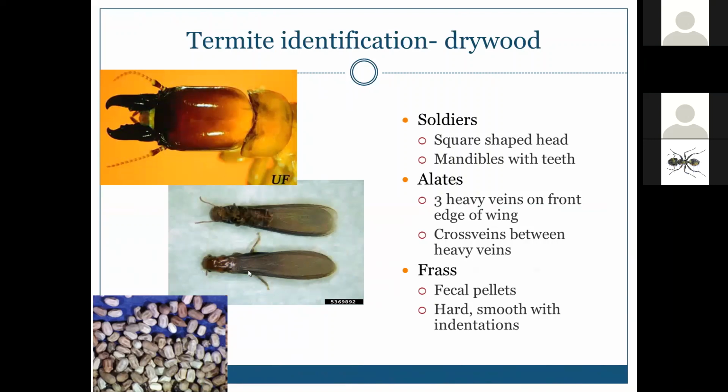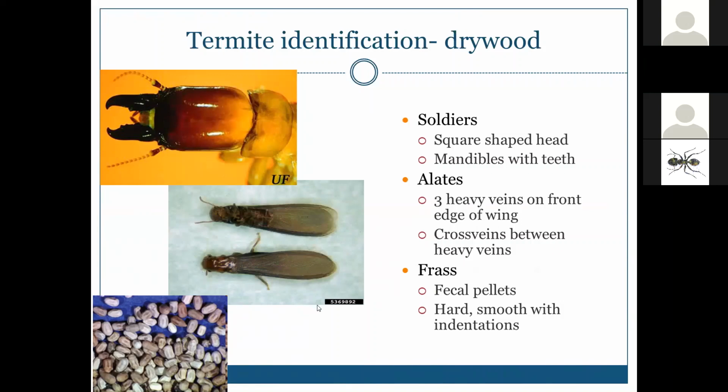The alates on these termites are going to have 3 heavy veins instead of 2 on the front edge of their wing. And then the other big characteristic on the wing venation is that they have cross veins between those heavy veins. So what a cross vein is, it's essentially a vein that runs perpendicular to the other one. So you have these elongated veins running down the wings. The cross veins would run parallel to that. Or I'm sorry, perpendicular to that.